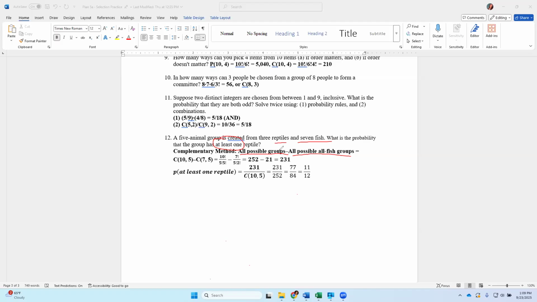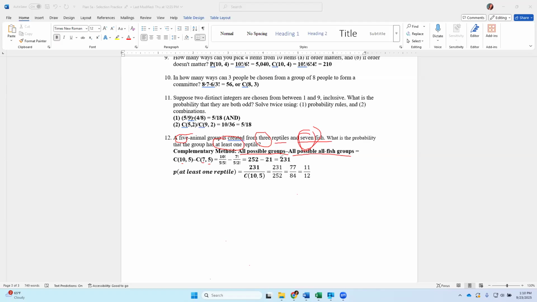So how many groups can we have? Well, we have 3 reptiles and 7 fish, so there are 10 creatures. We are picking 5 because it's a 5-animal group. Then we're subtracting out groups that are all fish. There were 7 fish, and we would be picking 5 to all be fish. And then you can see these are the formulas for combinations that I've worked out what the numbers are. You would not need to do this on a test. And then I'm just rewriting.